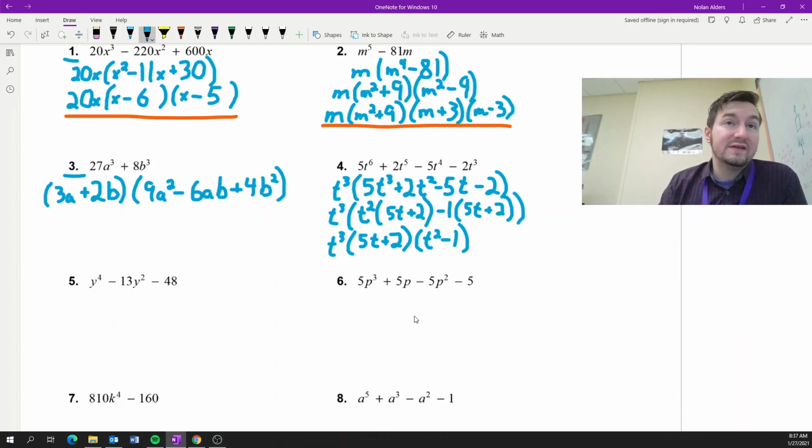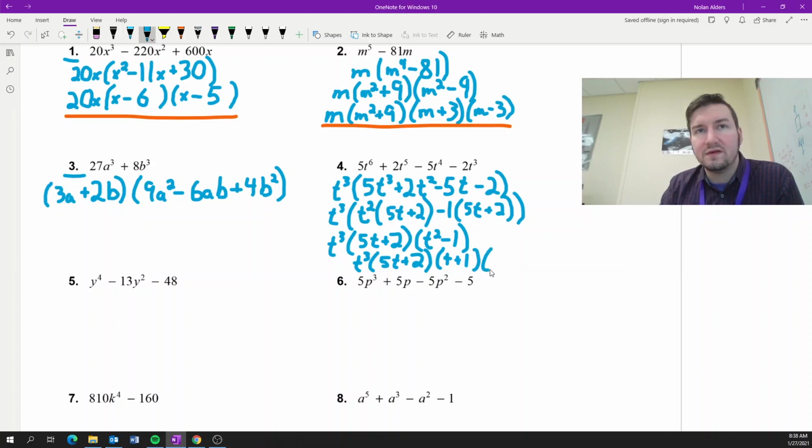All right. And then we see that we could even take it one step further, because this t squared minus 1 is a difference of squares. So we could do t plus 1, t minus 1. So the final answer, I think, is, I'm going to write it in here, t cubed times 5t plus 2 times t plus 1 times t minus 1. That's supposed to be a t. All right, and I think that is the overall answer.